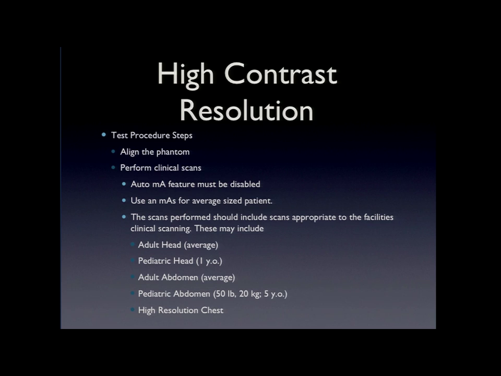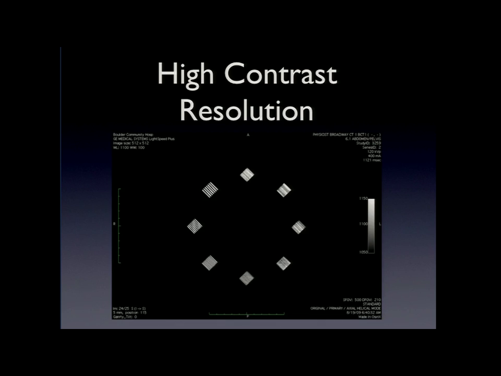Again, you want to do all the same things. Disable the auto mA type techniques and the ACR type reconstruction algorithm, so you don't interfere with the evaluation. Always use the same type of technique on that and evaluate it at the various clinical protocols that are used at the facility. And this is just an example here. It starts at 4 line pairs and goes up to 12 in here. So this is what you want to look at.